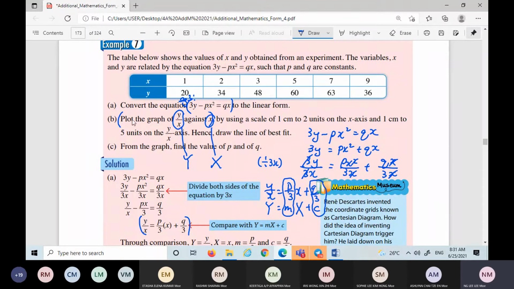So this is part A, convert to linear form. This one you copy only, B and C no need to copy. From the graph, plot the graph by using the scale, so you follow this scale.